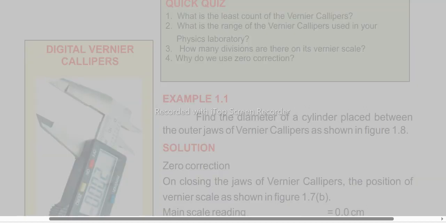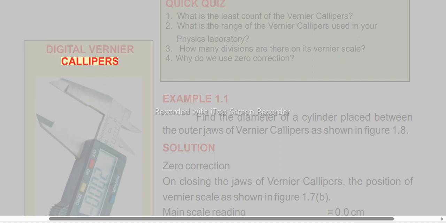Quick quiz. 1. What is the least count of the vernier calipers? 2. What is the range of the vernier calipers used in your physics laboratory? 3. How many divisions are there on its vernier scale? 4. Why do we use zero correction?